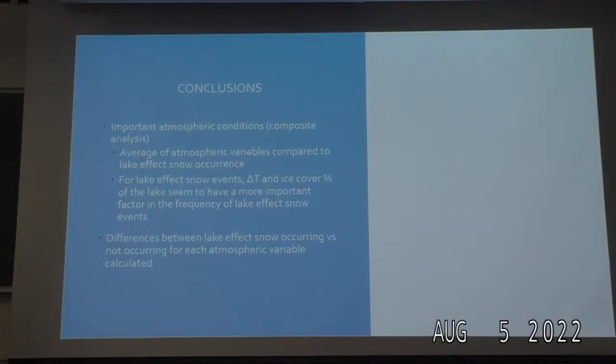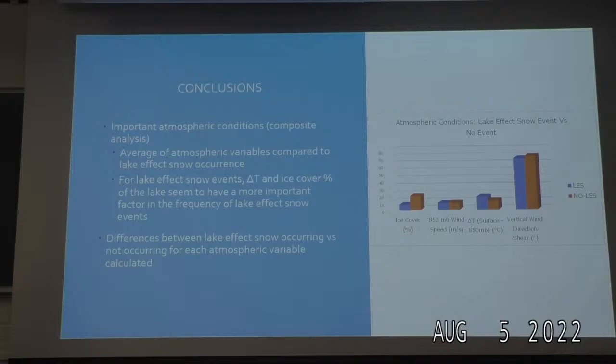As we'll see in a little bit, the important atmospheric conditions were based on a composite analysis, and these were the average atmospheric variables compared to lake effect snow occurrence. I found that based on the events, blue being event observed and orange being no events observed, delta T and ice cover percentage seem to be a more important factor in the frequency of these events, whereas 850 millibar wind speed and vertical wind direction shear did not play as important a role.